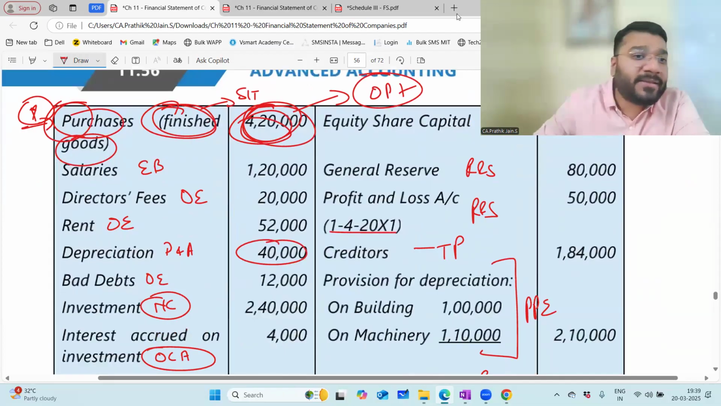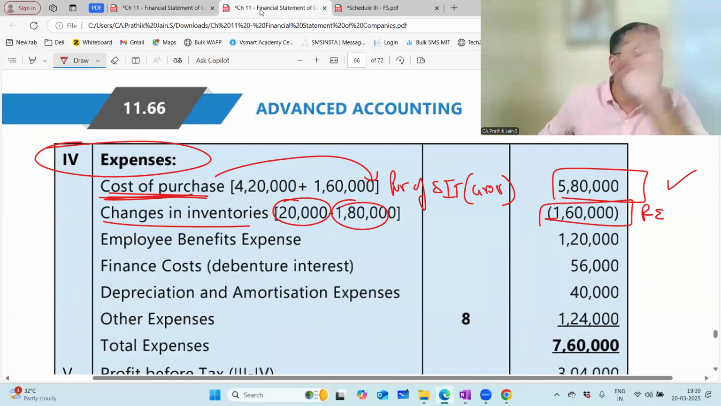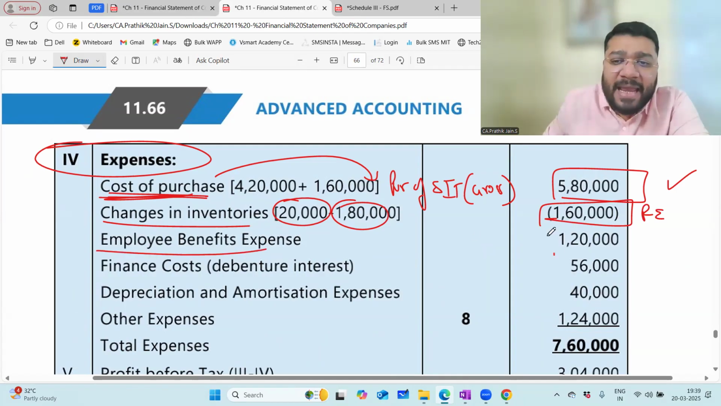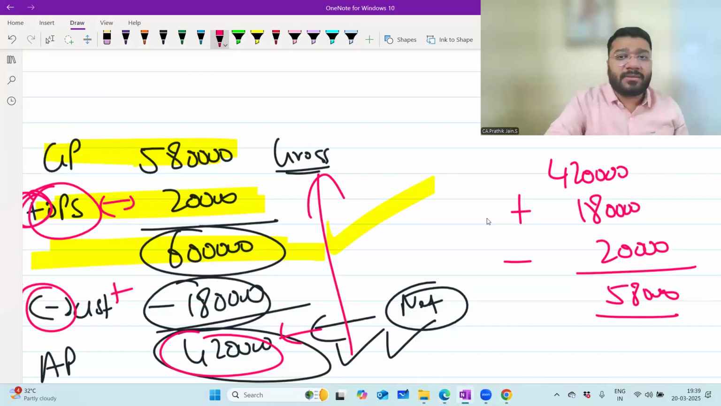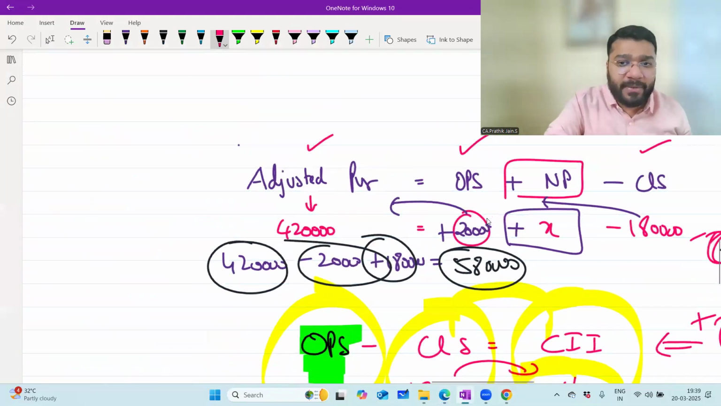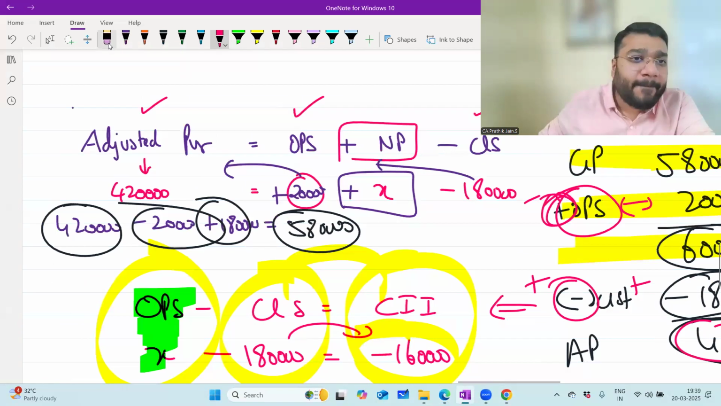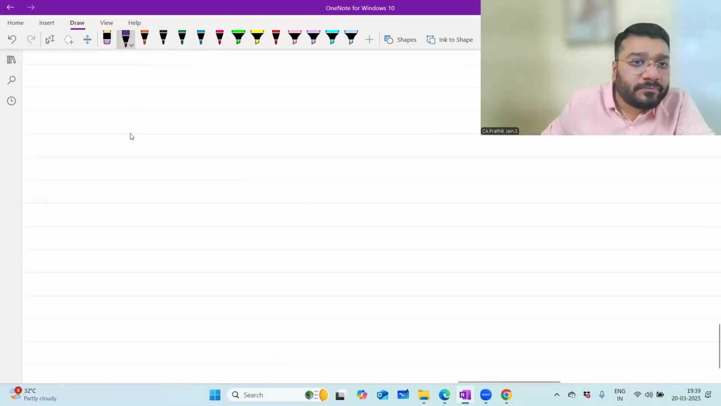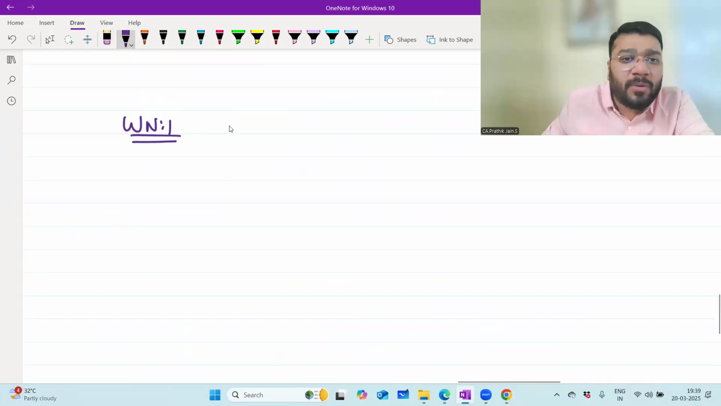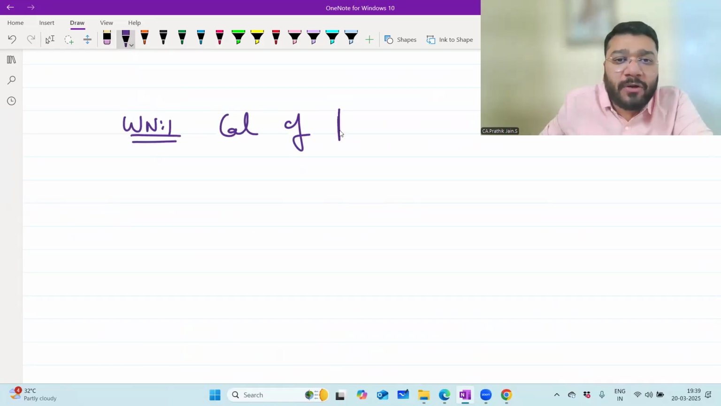No, sir. Next is salaries. Only one item is there. So 120 can be recorded directly without any notes. Employee benefit, directly please record 120. If anybody wants to copy paste this, you can make a note of this. If you want, I can do it properly. Working note number 1, calculation of purchase of stock in trade, finished goods.